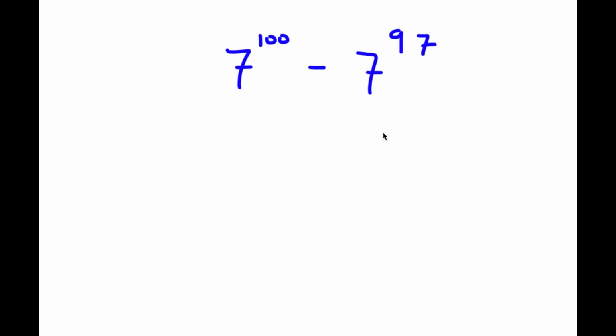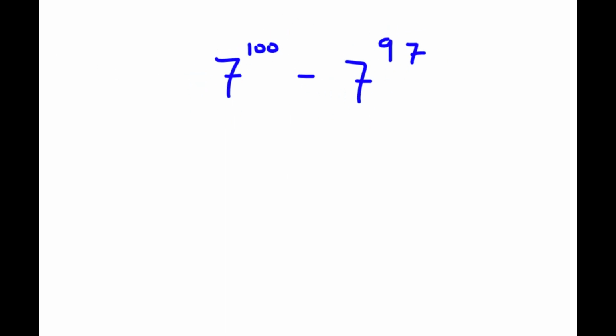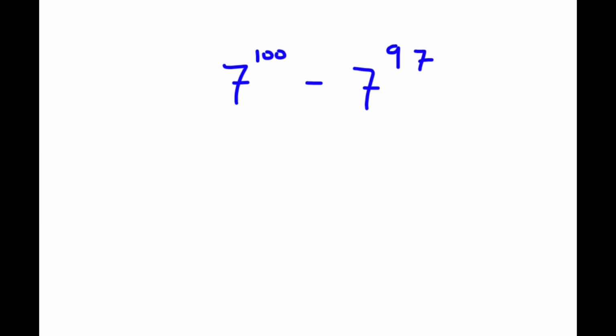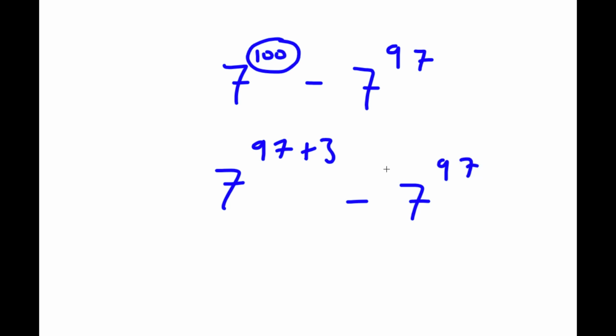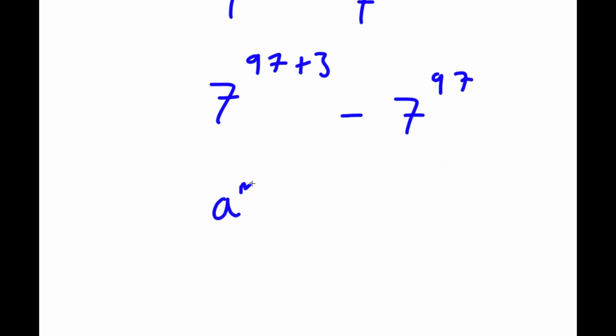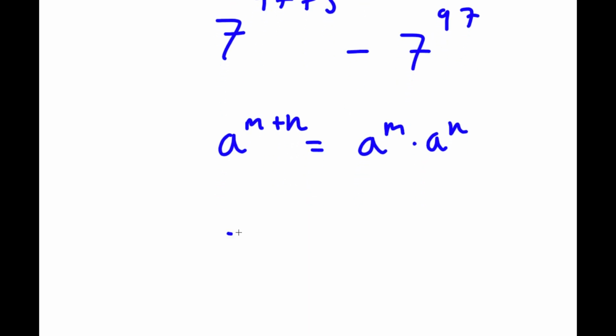All right, so in this problem, I have 7 to the power of 100 minus 7 to the power of 97. So to solve this, I'm going to first rewrite 100 here as 97 plus 3. So now I have 7 to the power of 97 plus 3 minus 7 to the power of 97. Now, if I have something in the form a to the power of m plus n, this is equal to a to the power of m times a to the power of n. So 7 to the power of 97 plus 3, that's equal to 7 to the power of 97 times 7 to the power of 3.